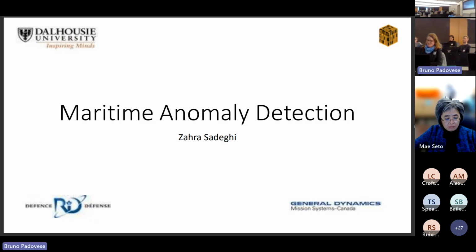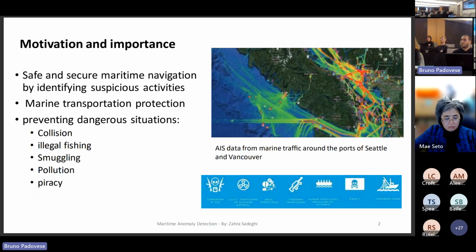So I'm going to talk about maritime anomaly detection today. First, let's talk about the motivation and importance of this problem. Maritime anomaly detection is very important.